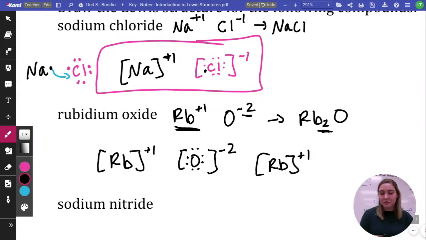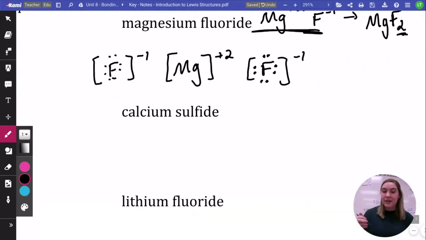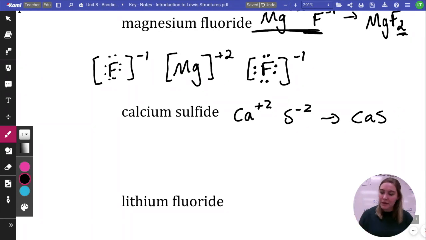Let's do one more, and then I'm going to leave you guys to do the last 2 on your own as practice. So calcium sulfide. We have calcium, which is Ca, with a +2 charge, and sulfide, S with a -2 charge. Swap, drop, reduce, and we end up with CaS.